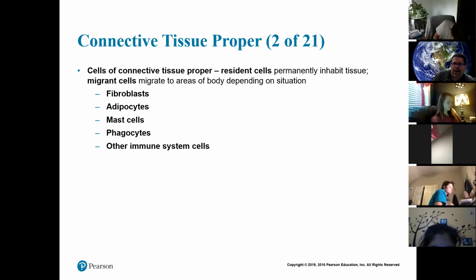Okay, bad metaphor here. Bruce Wayne is Batman. Clark Kent is Superman. Basophil is mast cell. Okay, very important to know that.